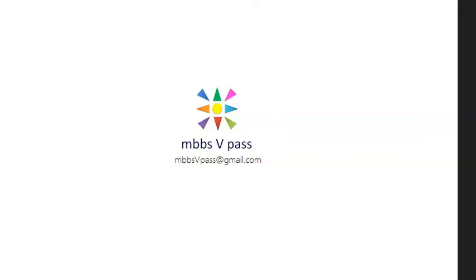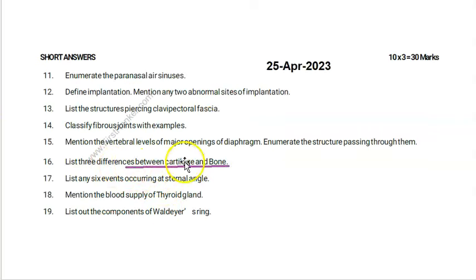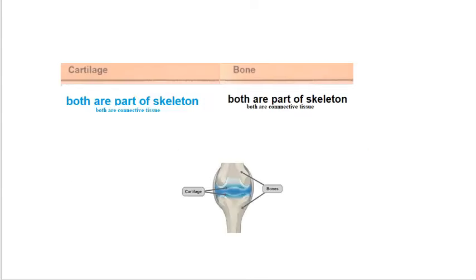Okay. Now let's go to the next question here. List 3 differences between cartilage and bone. They've asked for 3 differences for 3 marks. We'll give you more so that you'll be able to write. Both are part of the skeleton. Both are connective tissue. Both have collagen also. But cartilage has predominantly type 2 collagen, and bone has predominantly type 1 collagen.